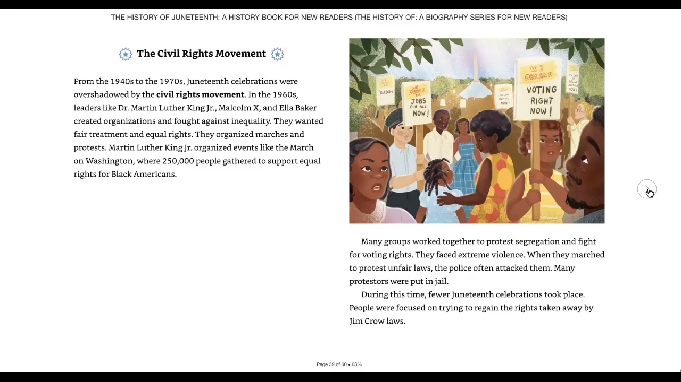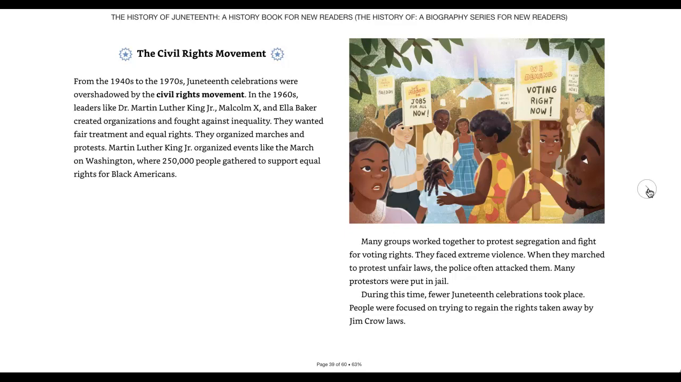We just finished new challenges with the Civil Rights Movement. From the 1940s to the 1970s, Juneteenth celebrations were overshadowed by the Civil Rights Movement. In the 1960s, leaders like Dr. Martin Luther King Jr., Malcolm X, and Ella Baker created organizations and fought against inequality. They wanted fair treatment and equal rights. They organized marches and protests. Martin Luther King Jr. organized events like the March on Washington, where 250,000 people gathered to support equal rights for Black Americans.